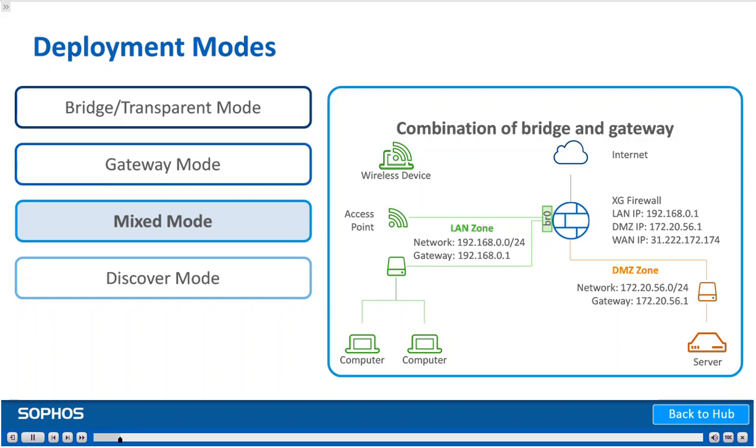Mixed mode is a combination of bridge mode and gateway mode, where two or more interfaces are bridged together transparently, but Sophos XG Firewall still acts as the gateway using ports which are not part of a bridge. In this diagram, the LAN and wireless network are bridged to create bridge port BR0.